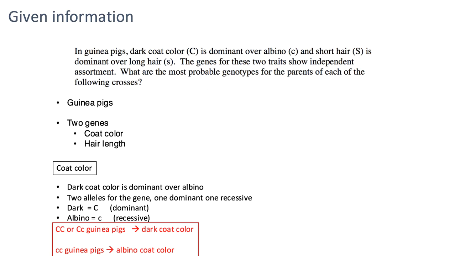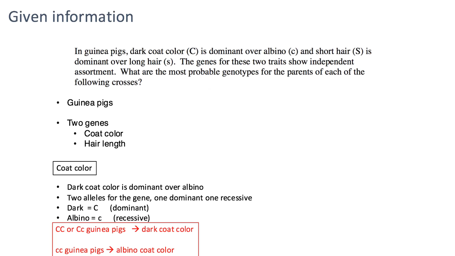So will guinea pigs that are heterozygous for the coat color gene, meaning that they have one big C dark coat allele and one little c albino coat allele. They'll have dark coats because the big C dark coat allele is dominant. Only guinea pigs that are homozygous for the recessive lowercase c allele, that is, that have both copies being the recessive little c albino allele, will have albino coats.